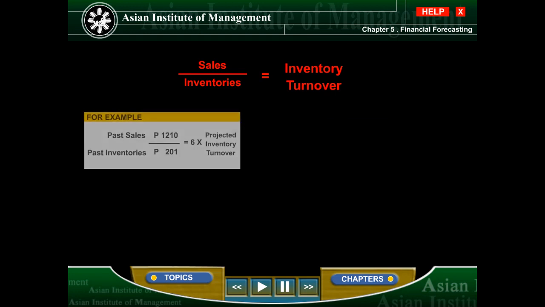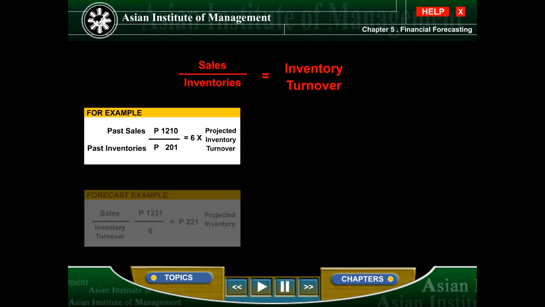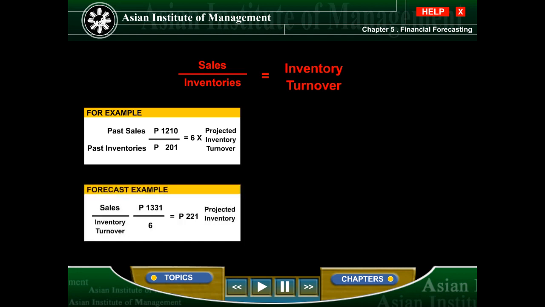For example, if past sales were 1,210 pesos and past inventories were 201 pesos, then the inventory turnover would be 6. If sales are expected to increase to 1,331 pesos the following year, then the forecaster can just divide 1,331 by 6 to get the peso forecast for inventories of 221.